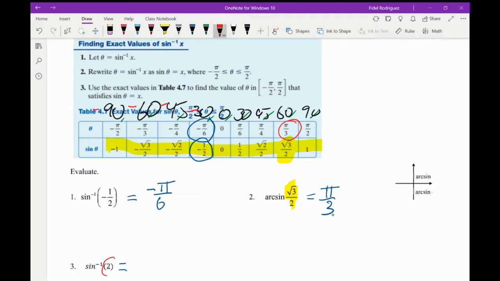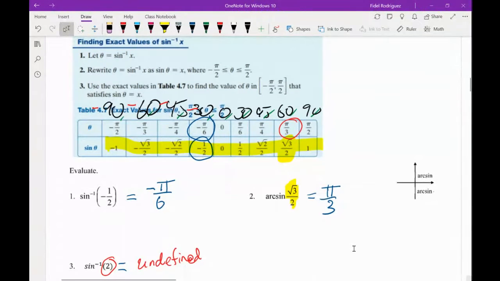So now I'm going to look at this part here. Do you see 2 on that bottom row? Okay, there you go. If it isn't there, y'all, it's going to be undefined. Okay, and that's all I'm really trying to do here.